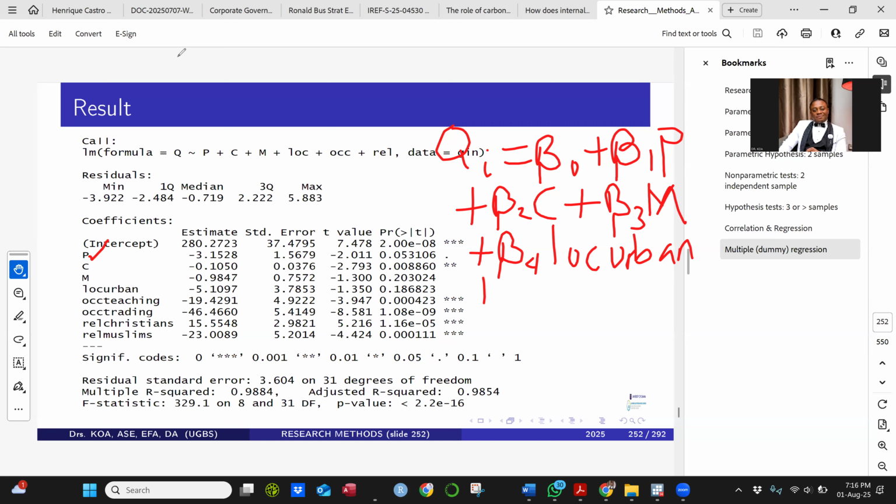Beta 7 real Christians, the same way as you see it. Okay. Plus what? Beta 8 real Muslims. Plus what? Plus error 10.